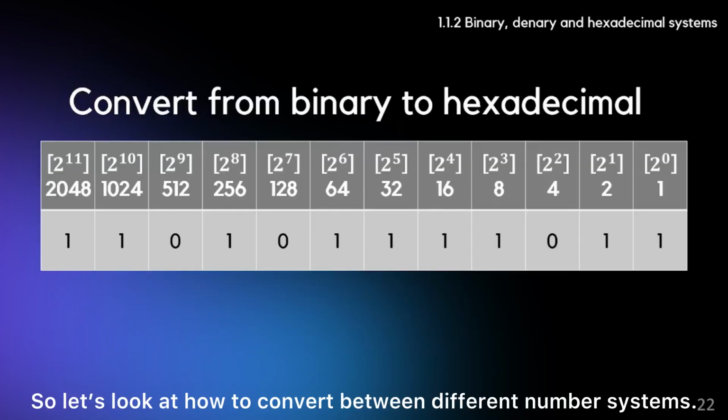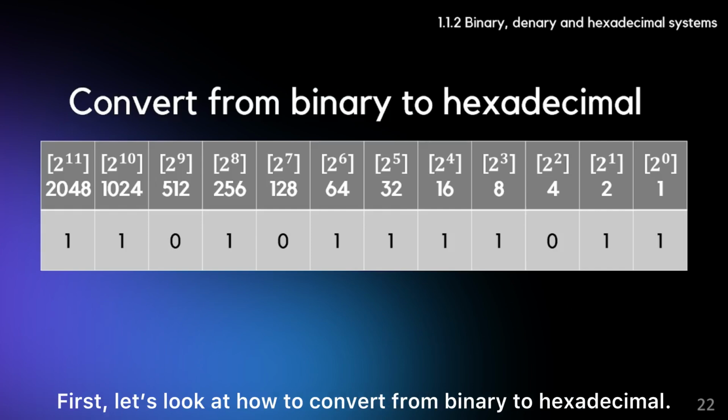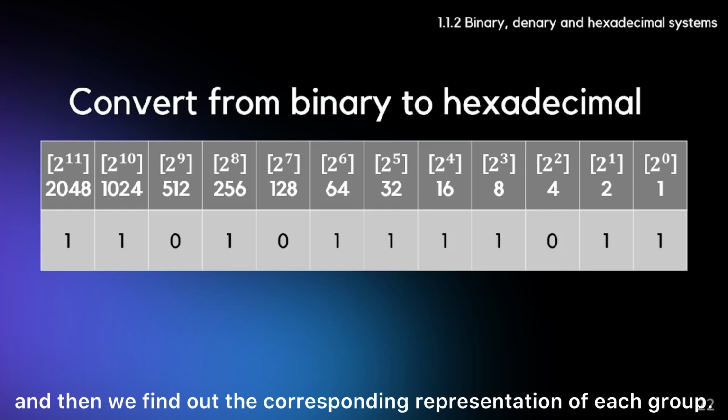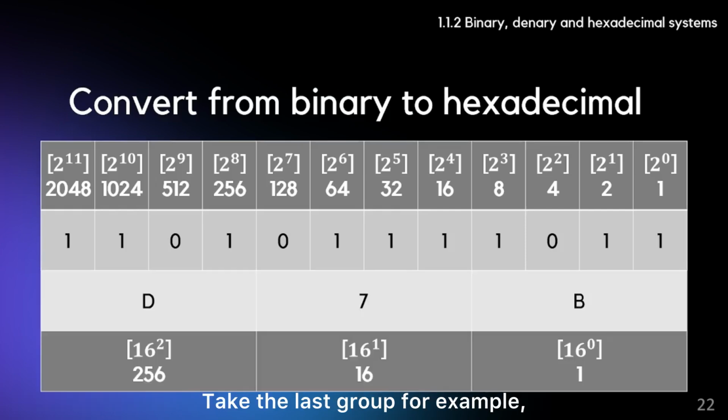So let's look at how to convert between different number systems. First, let's look at how to convert from binary to hexadecimal. First, we split the digits into groups of 4 from the lowest digit, and then we find out the corresponding representation of each group. Take the last group for example. 1011 means B in hexadecimal, so we can get the hexadecimal representation.